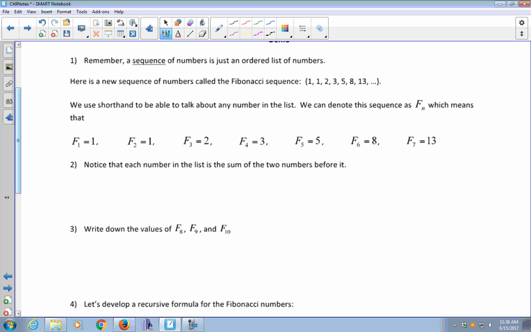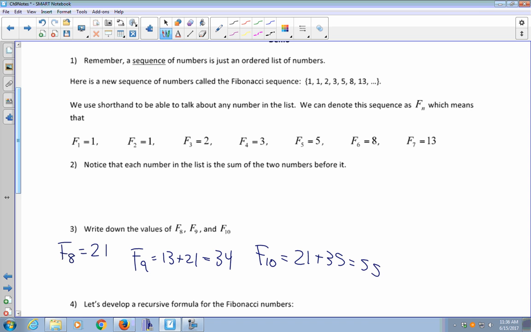So you should note that each number in the list is the sum of the two numbers before it. So the next number in this list should be 8 plus 13, which is 21. Okay. So that would be F8, 21. And F9 should be 13 plus 21, which is 34. And F10 should be 21 plus 34, which is 55.